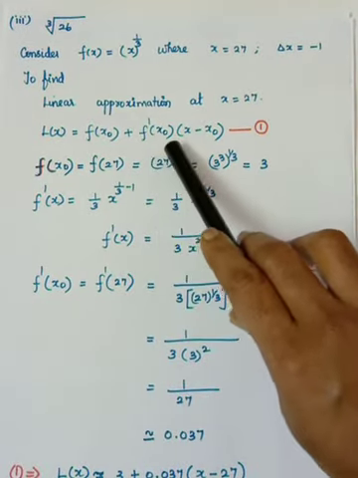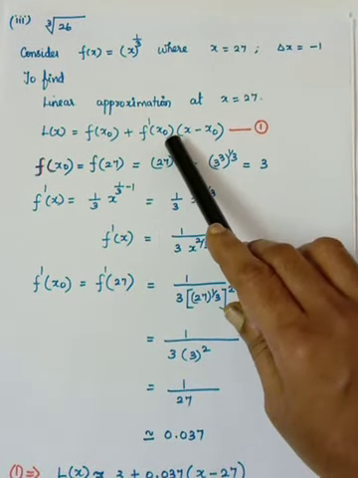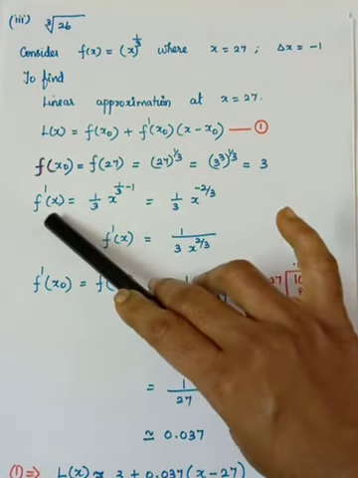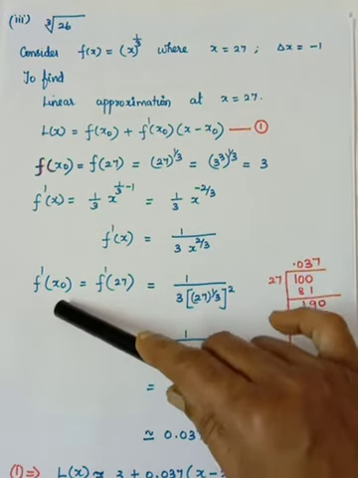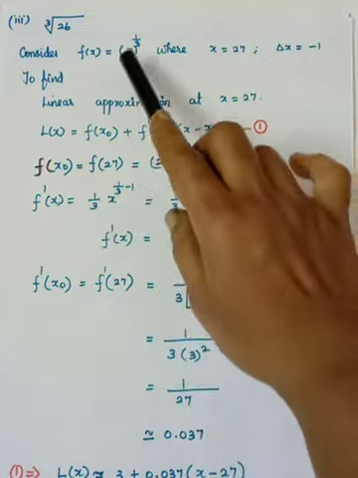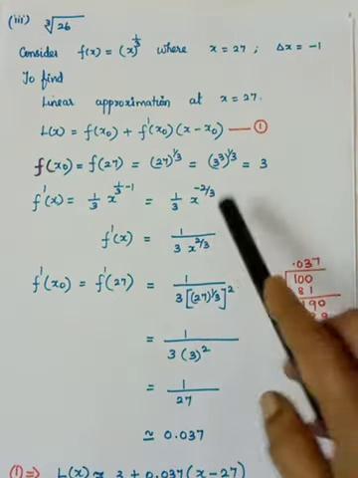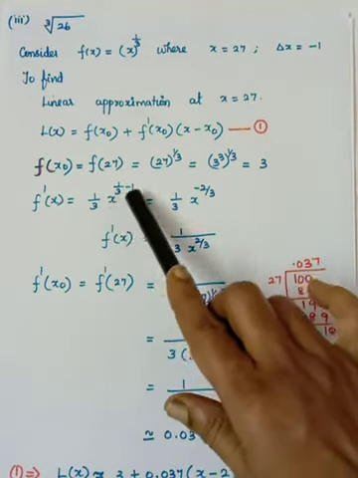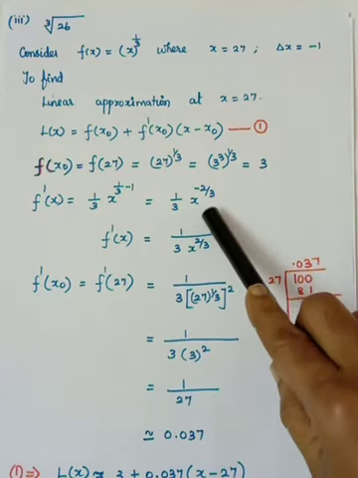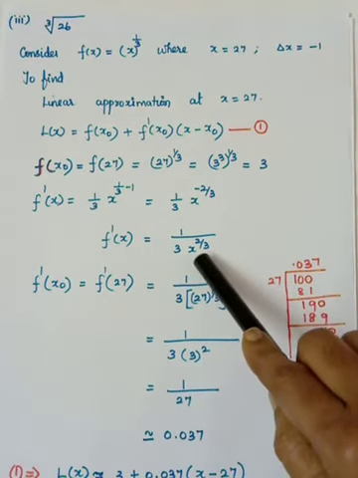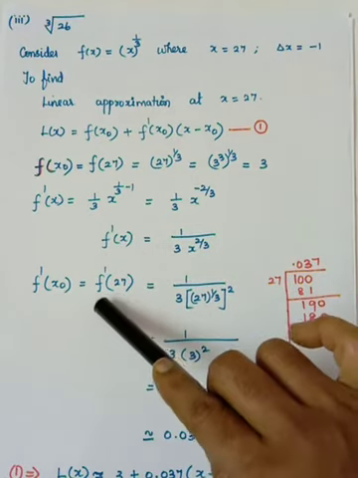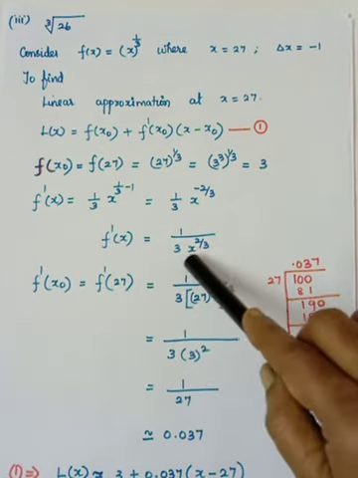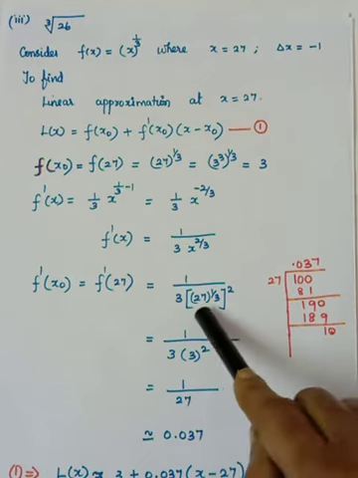Next you have to find f dash of x naught. So what do you have to do first? First you have to differentiate the function. Then you have to find f dash of x naught. So if you differentiate using the usual x power n formula, n x power n minus 1, you will get this answer. You just bring it down to the denominator as positive. Then you have to find f dash of x naught, so f dash of 27.